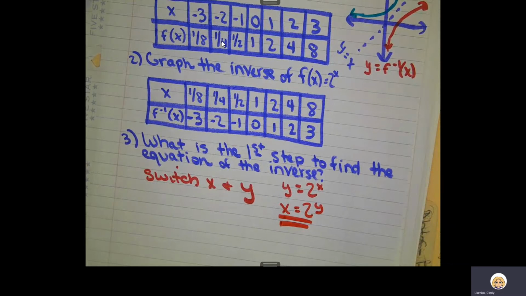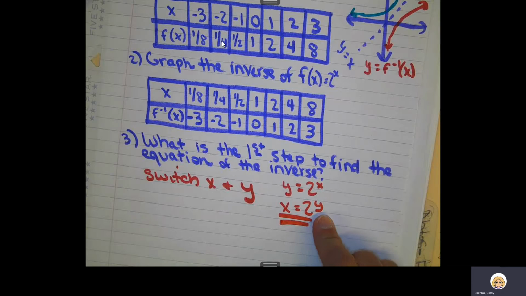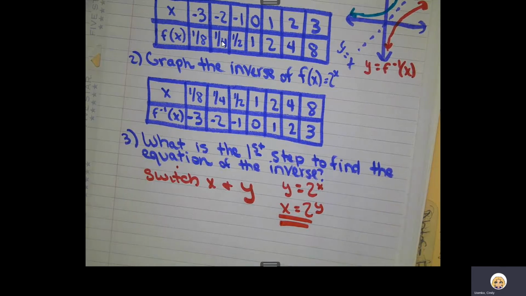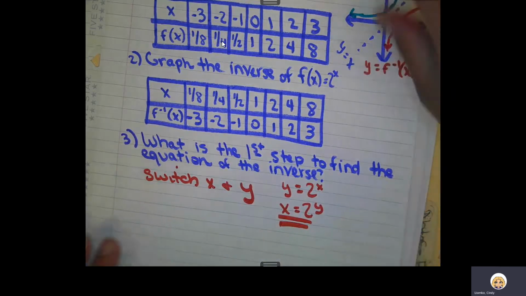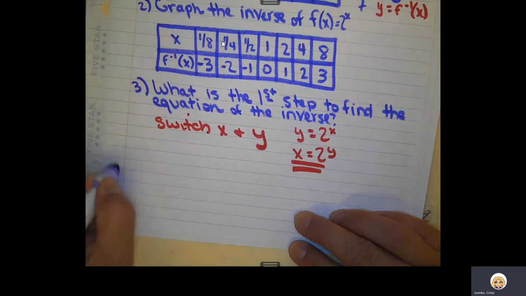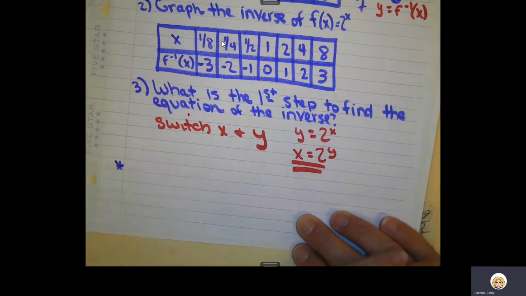The issue with this is it is very hard to get y by itself when the y is an exponent. So in order to get our equation of the inverse with y by itself, we use these things called logarithms. It's called a logarithmic function. So I'm going to have you write this little note, and then we're going to see what these look like. So here's a little note.